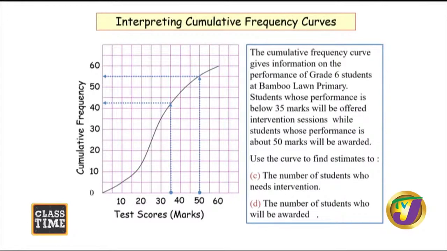60. How many out of the 60 need intervention? Approximately 43. All right, so 43. Right, and how many are going to be awarded? All right, fine. I see my mistake. So it's not 55.